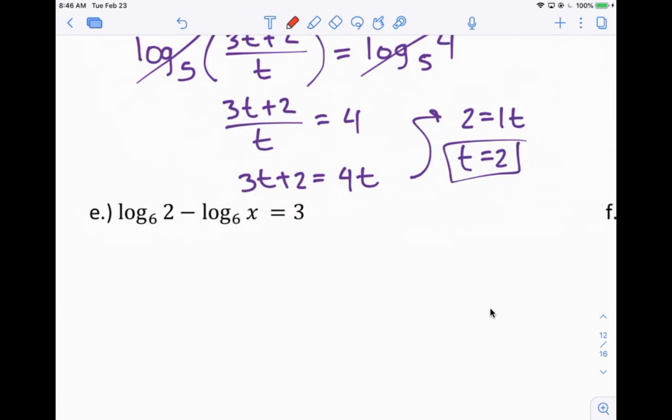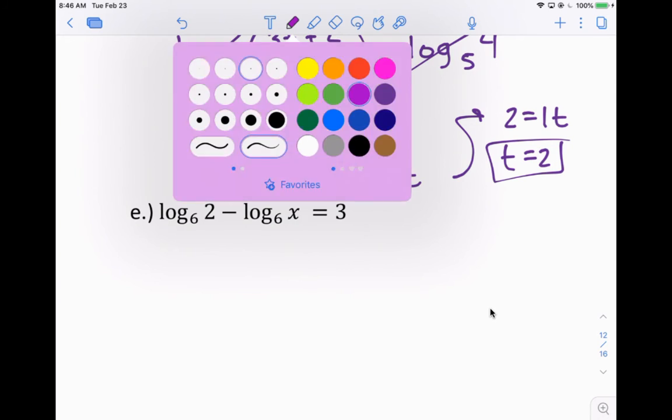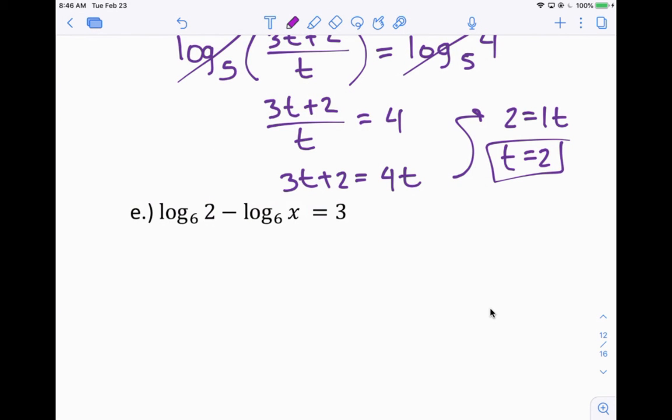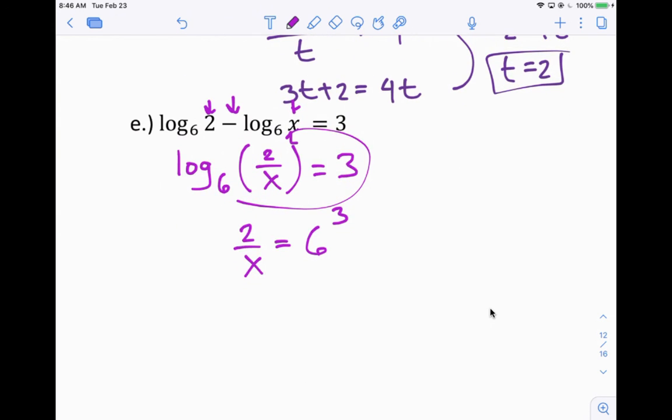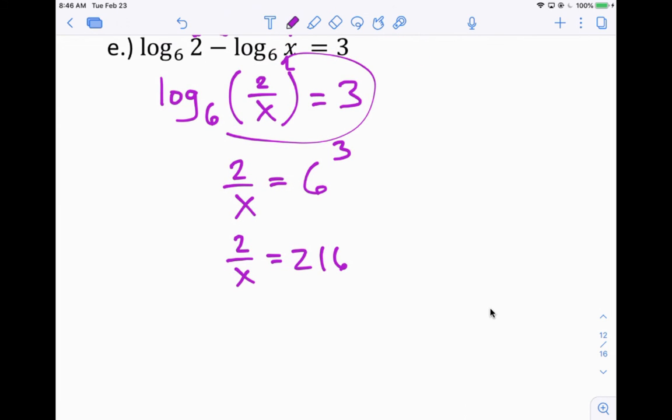Alrighty, over here on 6, this is very similar to that one, another chance to try that. What happens when you have 2 logs? Probably a good idea to squish those together. I've got a minus, and so my arguments will be divided. Now, this is very similar to the very first one, A. I'm going to unwrap it with this guy here. 2 over x is the answer when you take 6 and make it to the third power. 6 to the third power is 216.